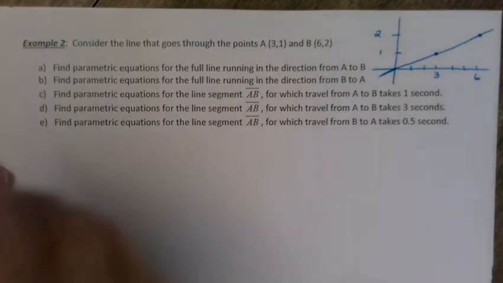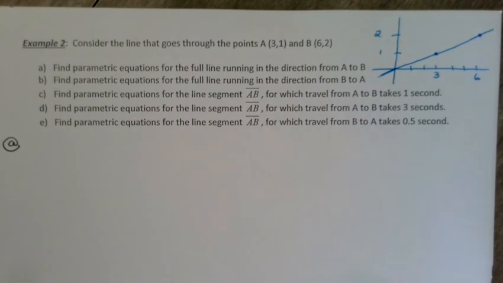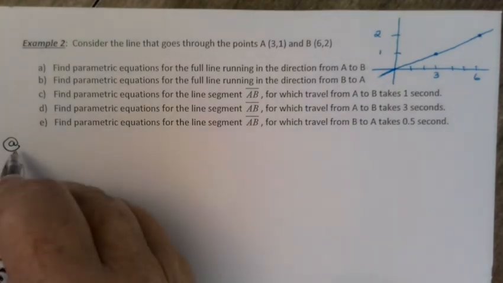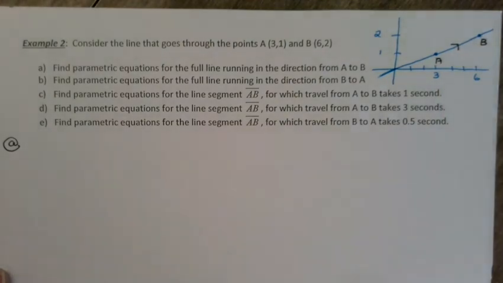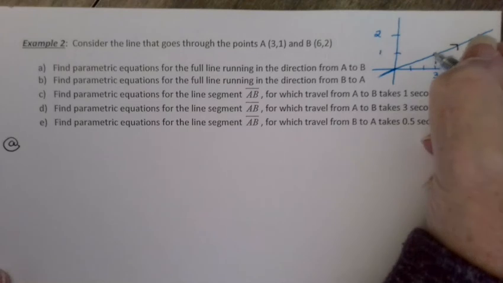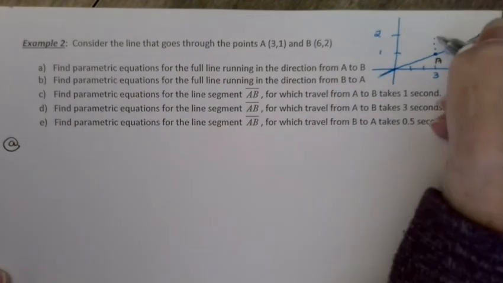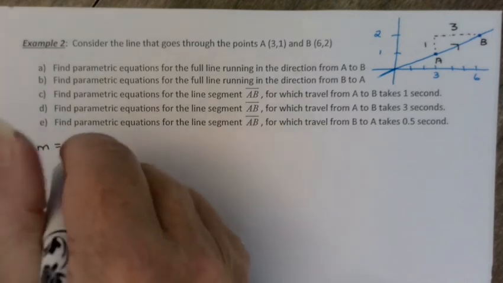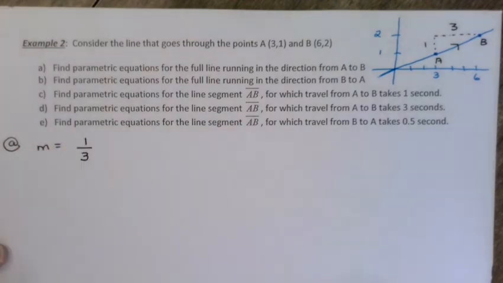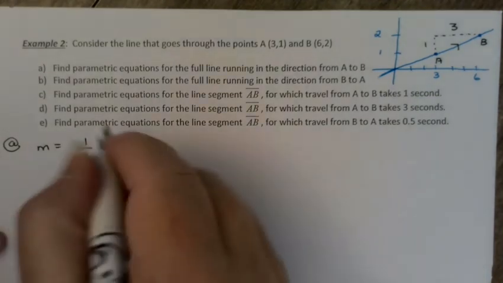All right, part A says to find parametric equations for the full line running in the direction from A to B. So for letter A, I want to go this way, right? From A to B. So going from A to B, I would consider my rise to be a positive 1 and my run to be a positive 3. So the slope, rise over run, would be 1 over 3. That defines the B and the A.